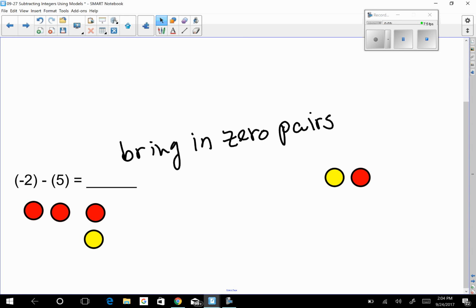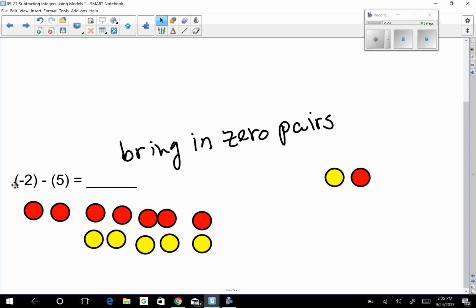So we're going to do that 5 times. We need to bring in 5 0 pairs because it says we need to take away 5 positives. So here's a second 0 pair. Third. Fourth. And our 5th. So we have negative 2. This whole group of negative 2. Remember, all these guys right now are just a bunch of zeros. So it's like they're not even there.